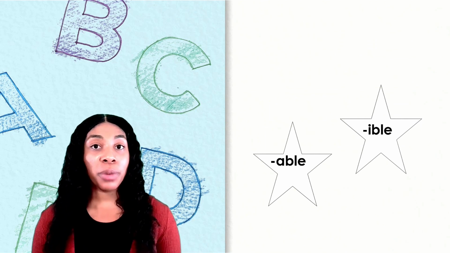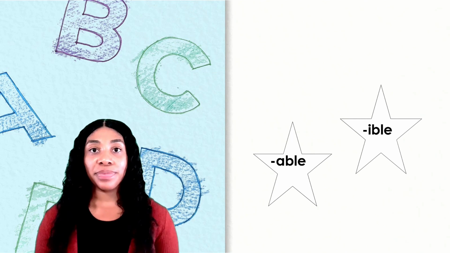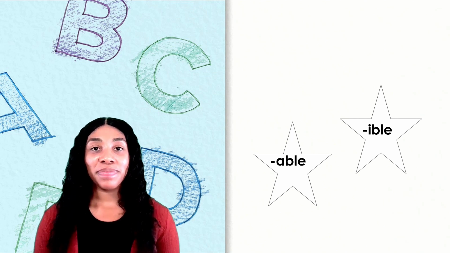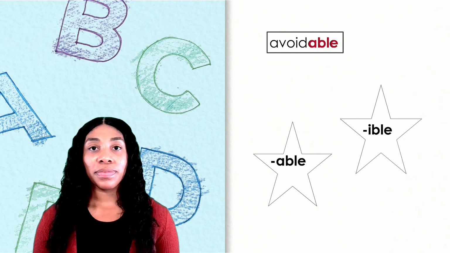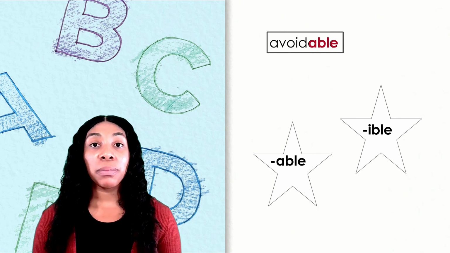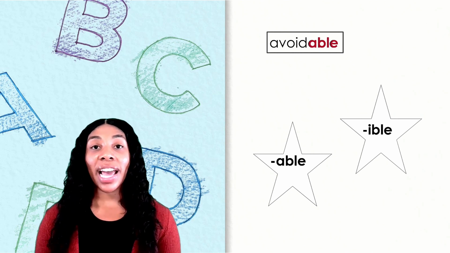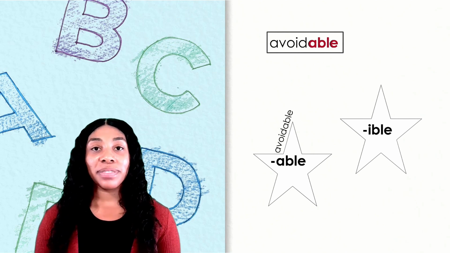Now we'll look at a few more words that have the bull sound at the end and put them on the correct star. Ready? Here's our first word. What word is this? Avoidable. Which star does the word avoidable belong on? When we look at the ending, we hear the bull sound, and it is spelled ABLE. That is because avoid is a real word.